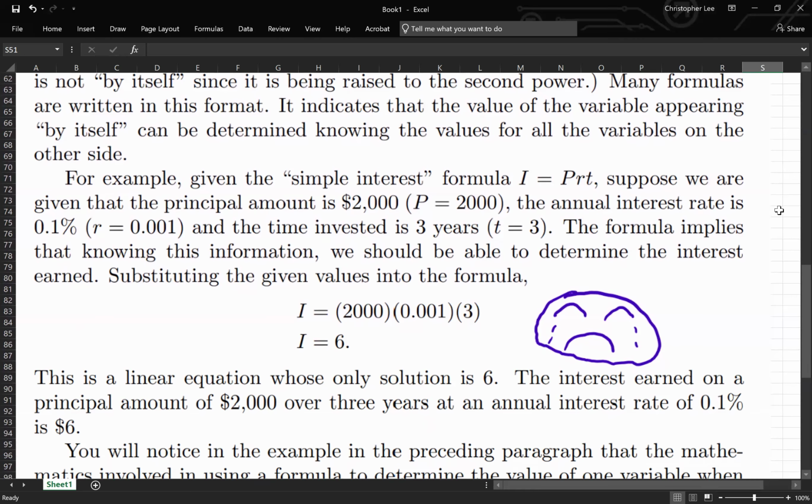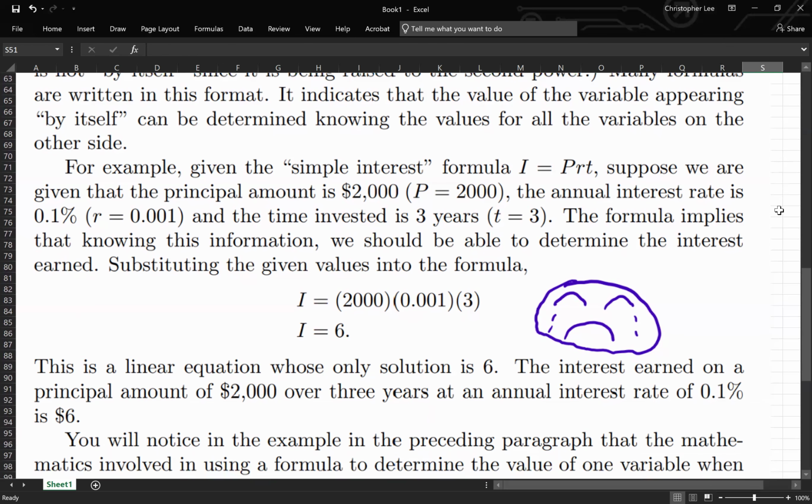Now, if you're wondering why I have that sad face there, you literally put $2,000 into an investment, and in 3 years, you got $6 back. That's sad. Anyway, so the interest earned on the principal amount of 2,000 over the 3 years at an annual interest rate of 0.1% is $6.